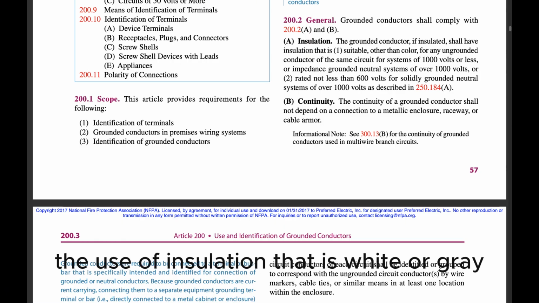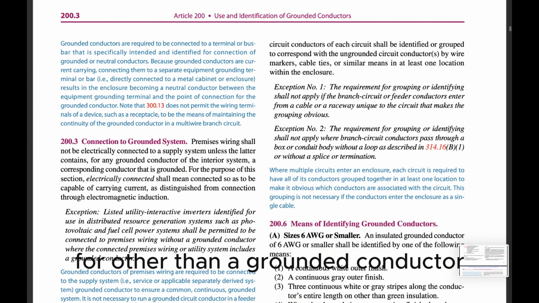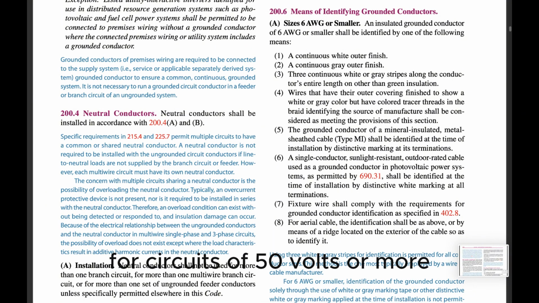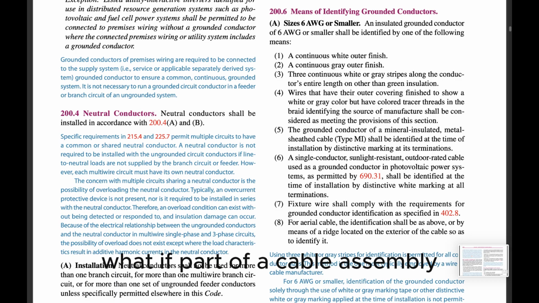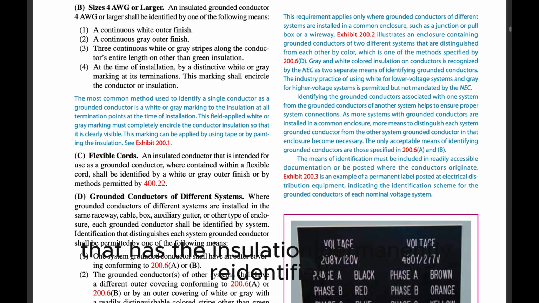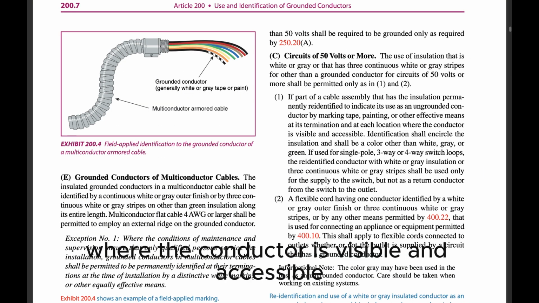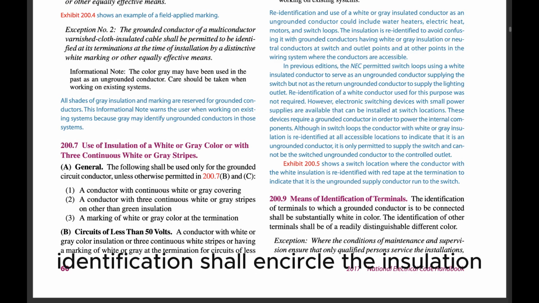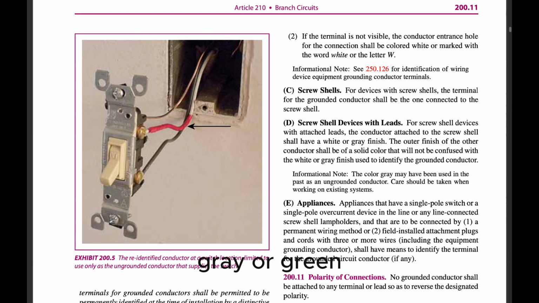The use of insulation that is white or gray or that has 3 continuous white or gray stripes for other than a grounded conductor for circuits of 50 volts or more shall be permitted only as in 1 and 2. 1. If part of a cable assembly that has the insulation permanently re-identified to indicate its use as an ungrounded conductor by marking tape, painting, or other effective means at its termination and at each location where the conductor is visible and accessible. Identification shall encircle the insulation and shall be a color other than white, gray, or green.